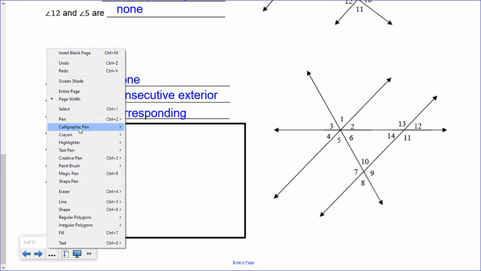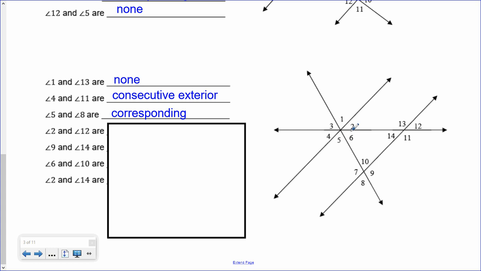Now we're going to take a look at 2 and 12. So the line that they are resting on is this line right here. The two lines that the transversal will be crossing in this situation would be these two. We're looking at 2 and 12. So hopefully you see this a little bit more quickly.